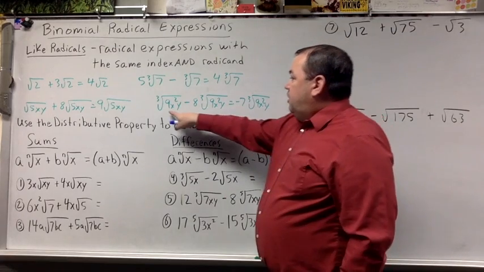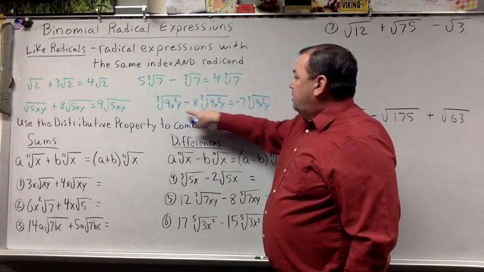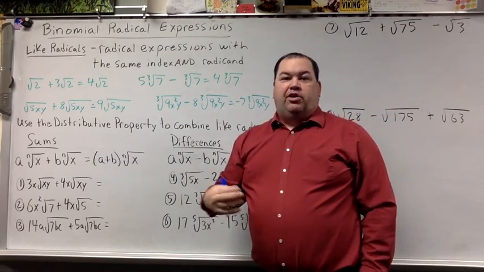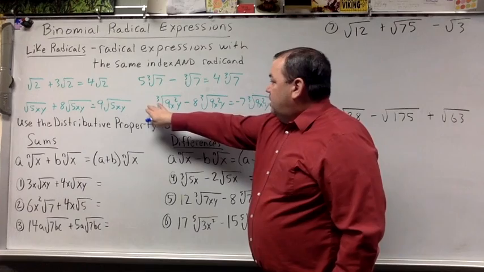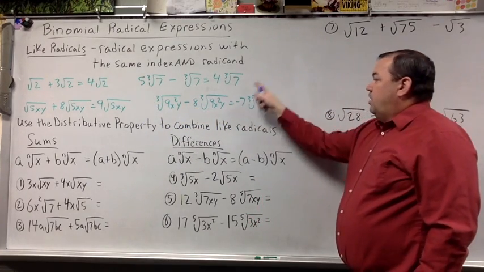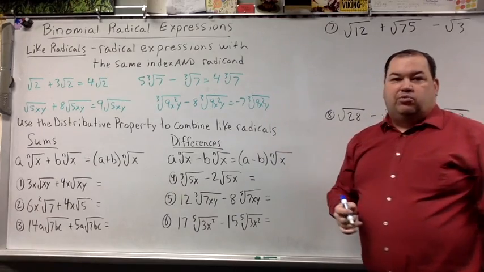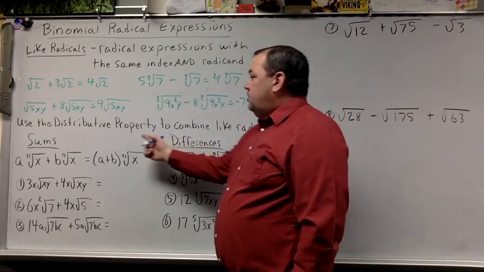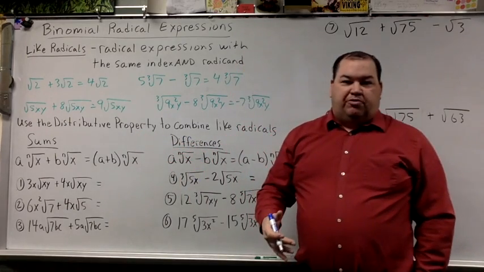And for subtraction, again, the radicand here is 9x squared y. The index for both of these is 3, so they are the same. That's why we can take the 1 minus the 8 and get negative 7 with that cube root of 9x squared y. The way we actually combine these radicals is we use the concept of the distributive property.